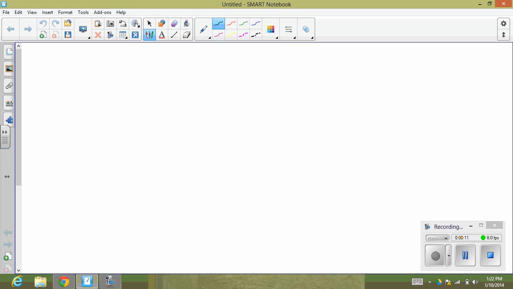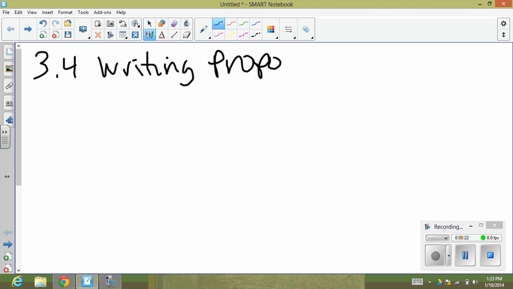So unlike lesson 3.3 where we're just trying to figure out if the proportions are equal, in 3.4 we will be writing proportions. And the biggest difference here, which is part of our essential question, is can we use proportions to help us solve problems in real life.